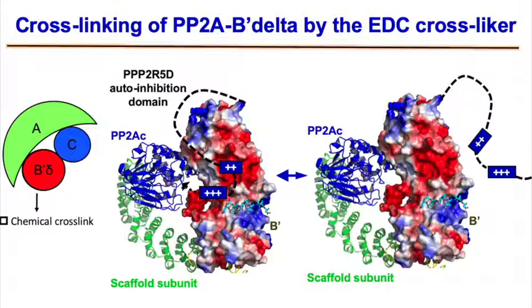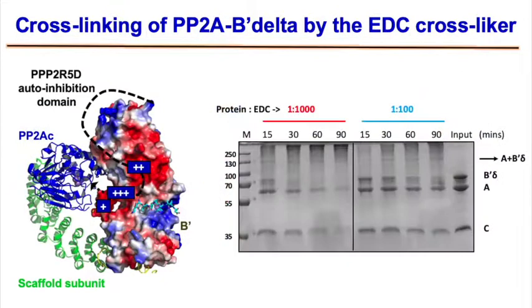of the particle. So, because some chemical cross-linkers like carbodiimide tend to cross-link the positive charge residues to the negative charge residues with a zero-length linker, we use this kind of chemical cross-link to stabilize the conformation, to trap the conformation for a cryo-EM study. And in certain conditions, you can see really well cross-link between the A subunit and B prime delta, so we can see whether we can incorporate.